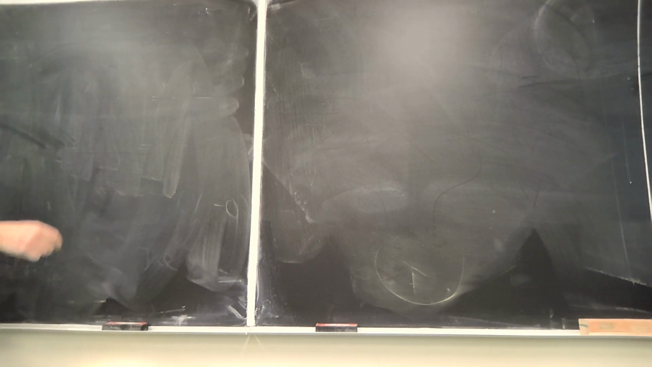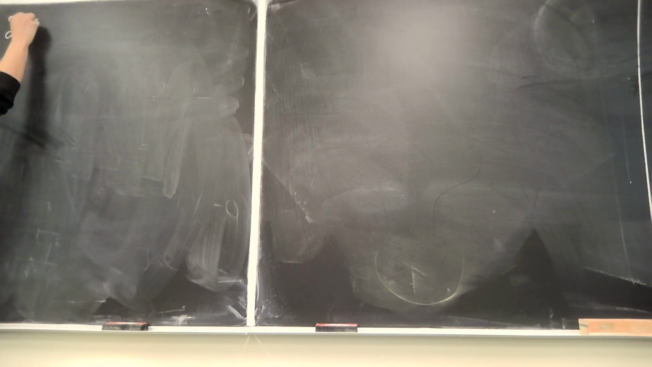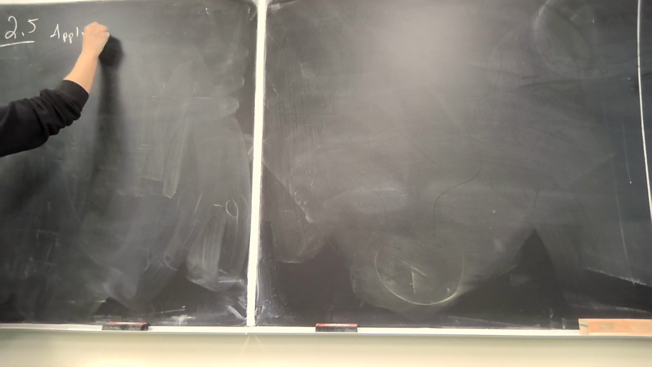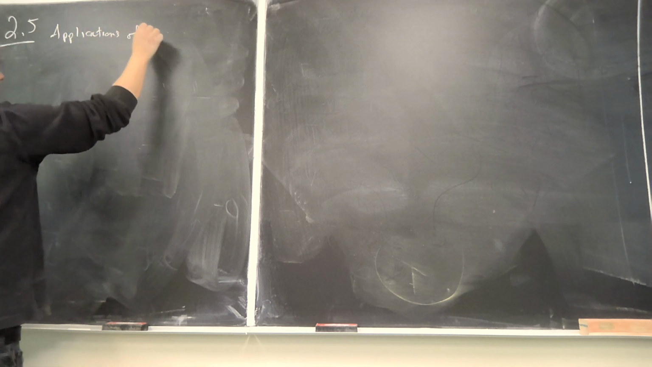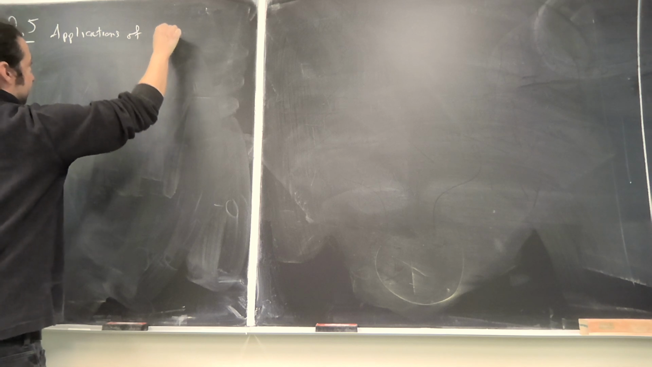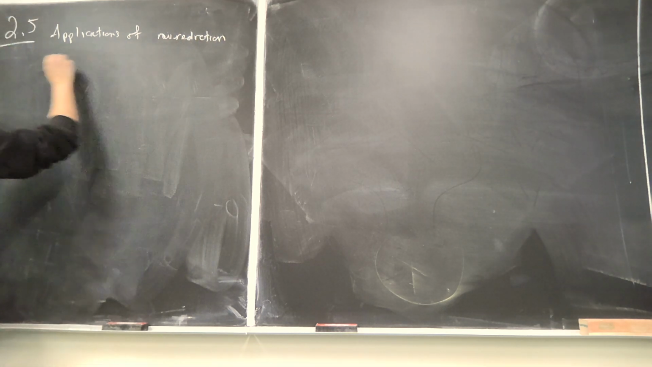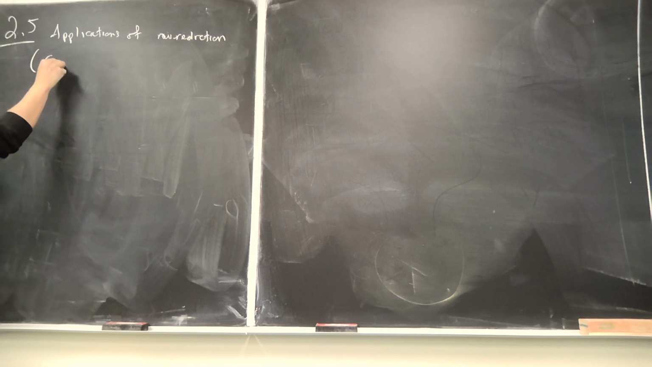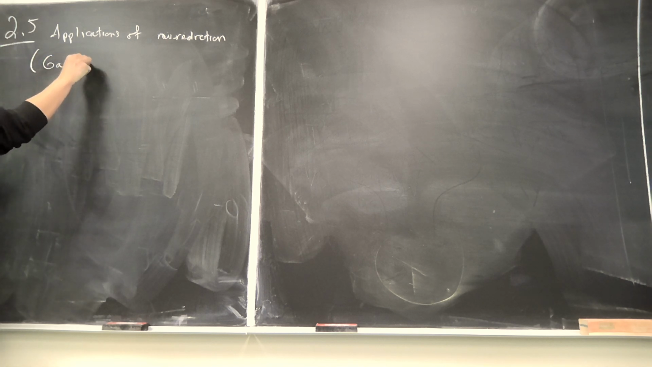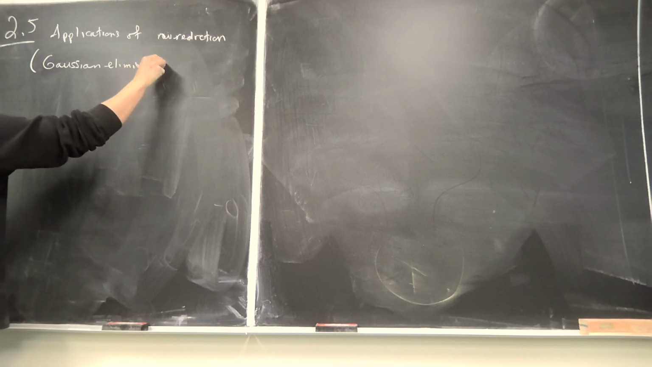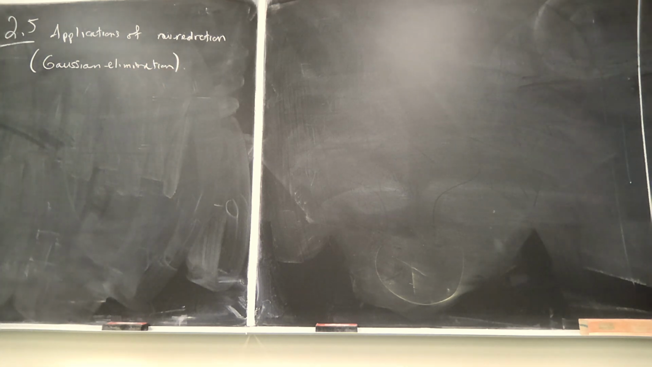But today, we have 2.5, applications of row reduction. And specifically, I think in the book they call this Gaussian elimination. So what can we say about a system of equations using the techniques of row reduction? Is kind of what we're after today.